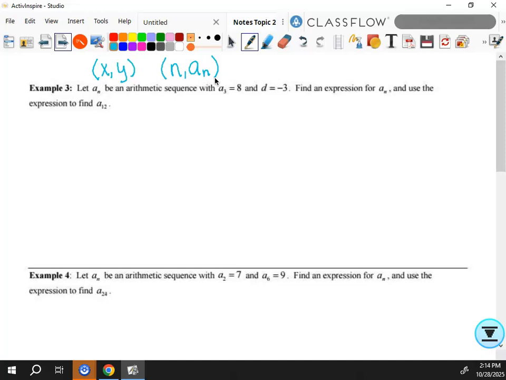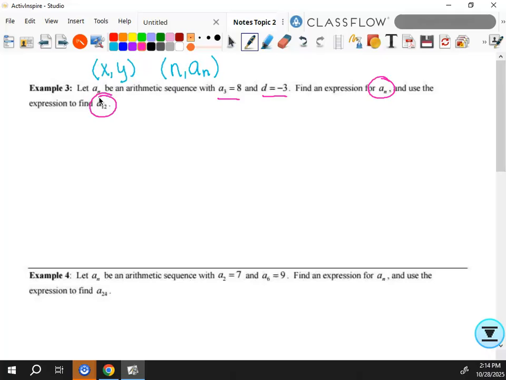So it says let a sub n be an arithmetic sequence with a sub 3 equal to 8, d equal to -3. Find an expression for a sub n and use the expression to find a sub 12. There are two parts to this answer.